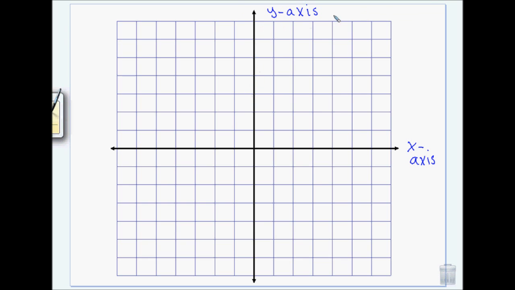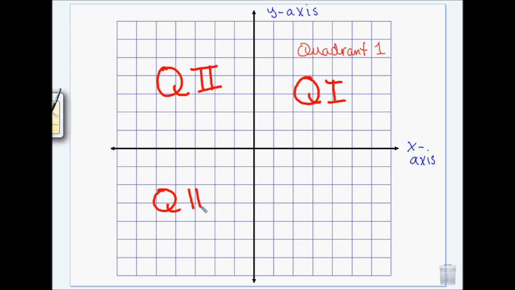If you have a hard time remembering that, you know how y has a part that goes up and down. So the y goes up and down. This is quadrant 1, but we use Roman numerals, so it's Q1. This is quadrant 2, so it's Q2, Q3, Q4.